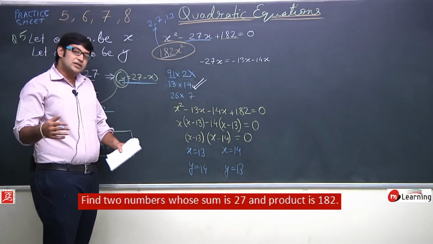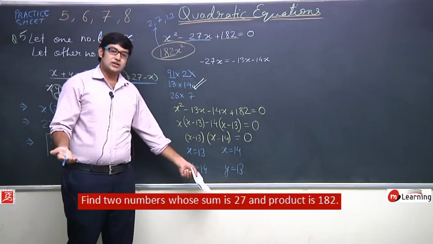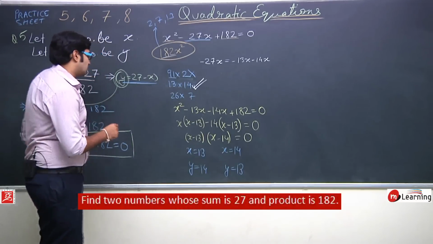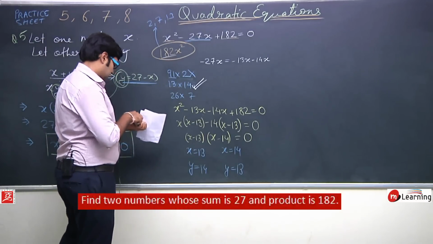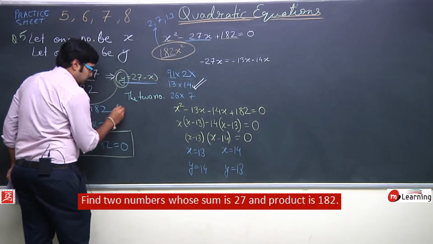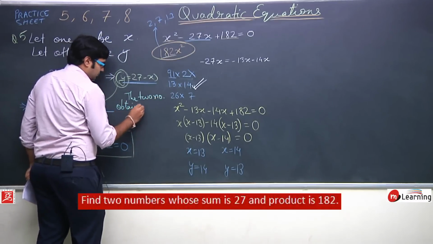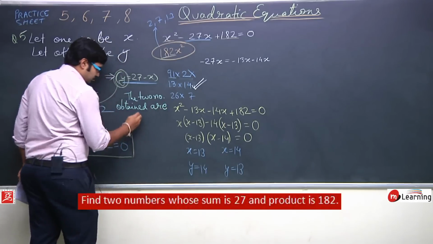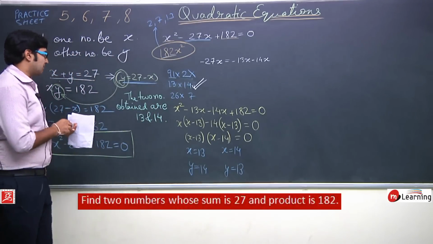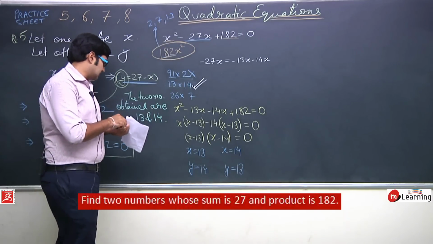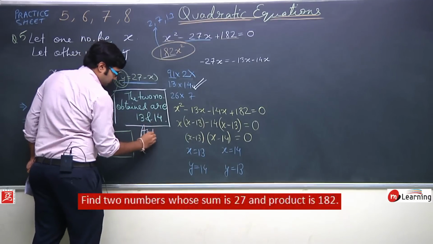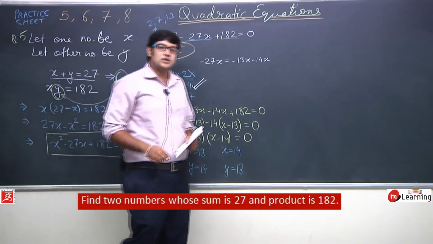So the two numbers are, you can see, either 13 and 14 or 14 and 13. It doesn't matter in which sequence I am writing these numbers. Finally I will say that the two numbers obtained are 13 and 14. So this is the answer for question number 5.